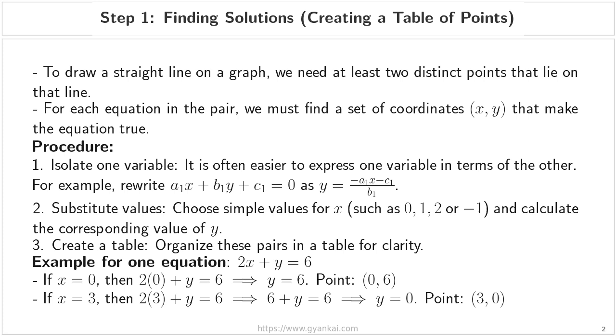Suppose we have the equation 2x plus y equals 6. Let's pick our first simple value, 0, for x. If x equals 0, then 2 times 0 plus y equals 6. This simplifies to just y equals 6. So our first point is (0, 6). Now let's pick another value. Let's try x equals 3. If x equals 3, then 2 times 3 plus y equals 6. That gives us 6 plus y equals 6. Subtracting 6 from both sides, we find that y equals 0. This gives us our second point, (3, 0).